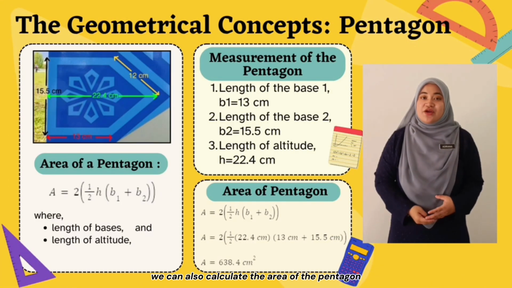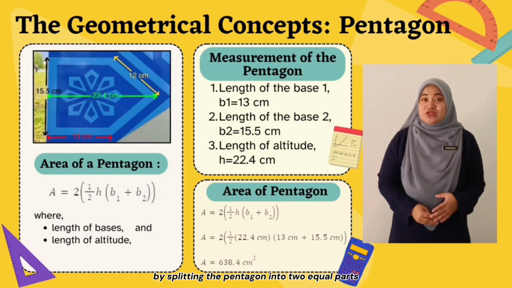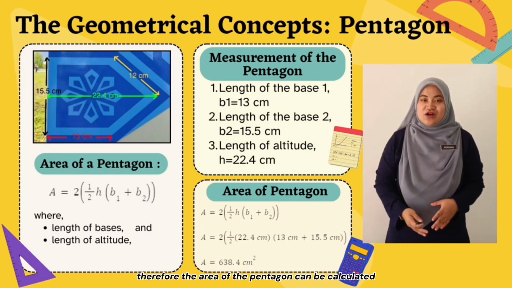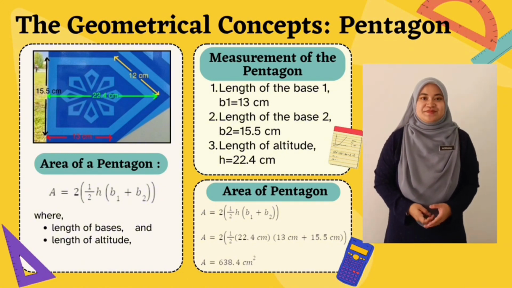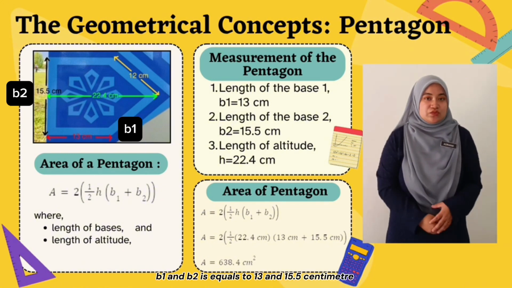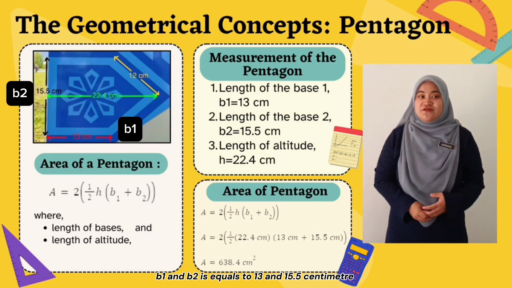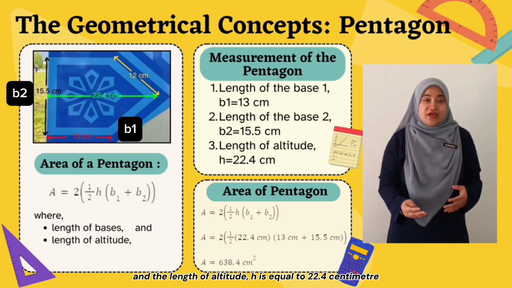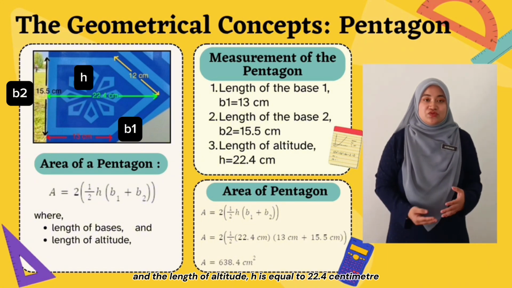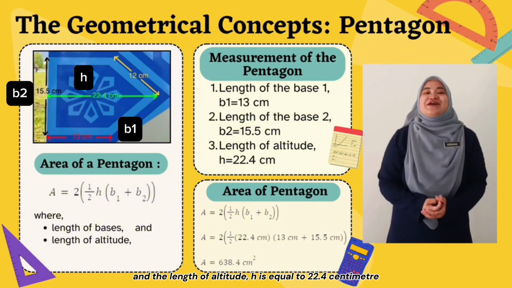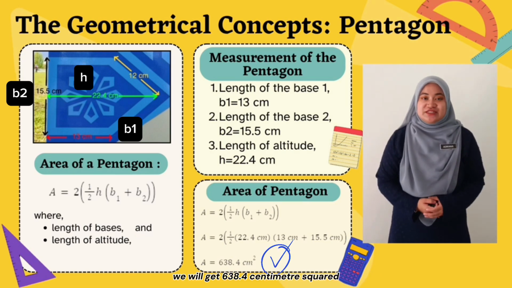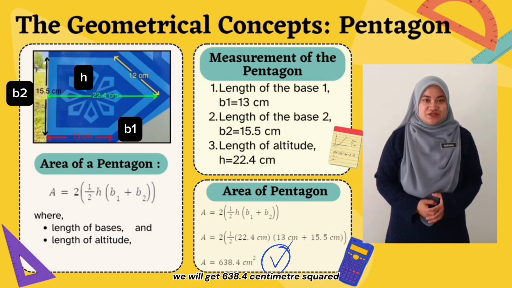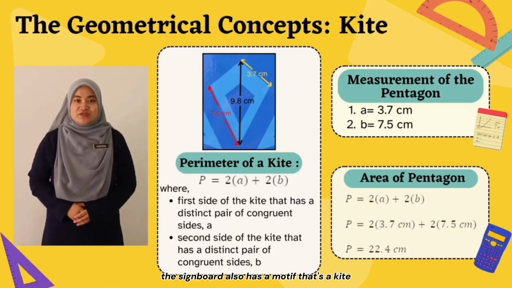We can also calculate the area of a pentagon by splitting the pentagon into 2 equal parts so it forms 2 equal trapezoids. Therefore, the area of the pentagon can be calculated, which is given by this formula. The length of bases B1 and B2 is equal to 30 and 15.5 centimeters, and the length of altitude h is equal to 22.4 centimeters. When we substitute the measurements into the formula, we will get 638.4 centimeters squared.